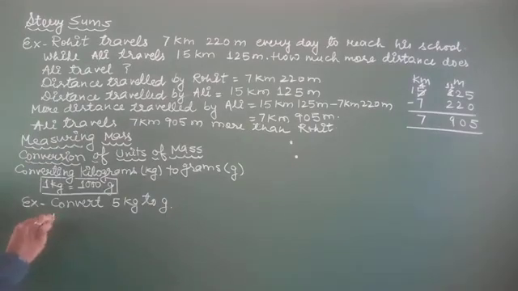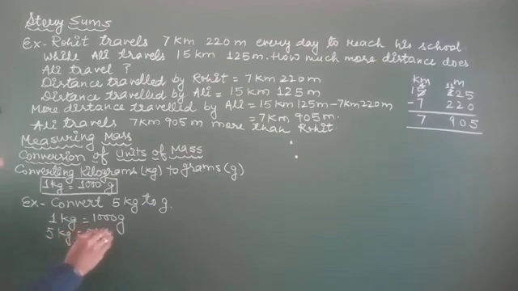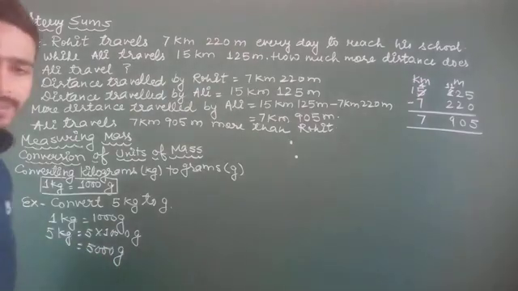So 1 kg is equal to 1000 gram. So 5 kg is equal to 5 multiply 1000, that is 5000 gram. You know that to convert kilograms to grams, multiply by 1000. And now come to the next example.